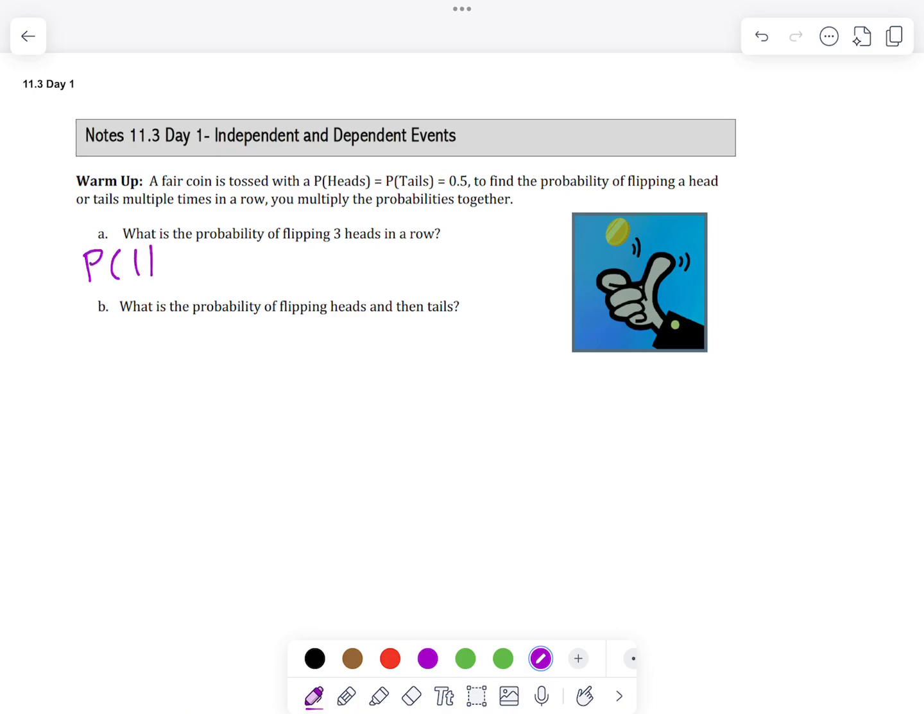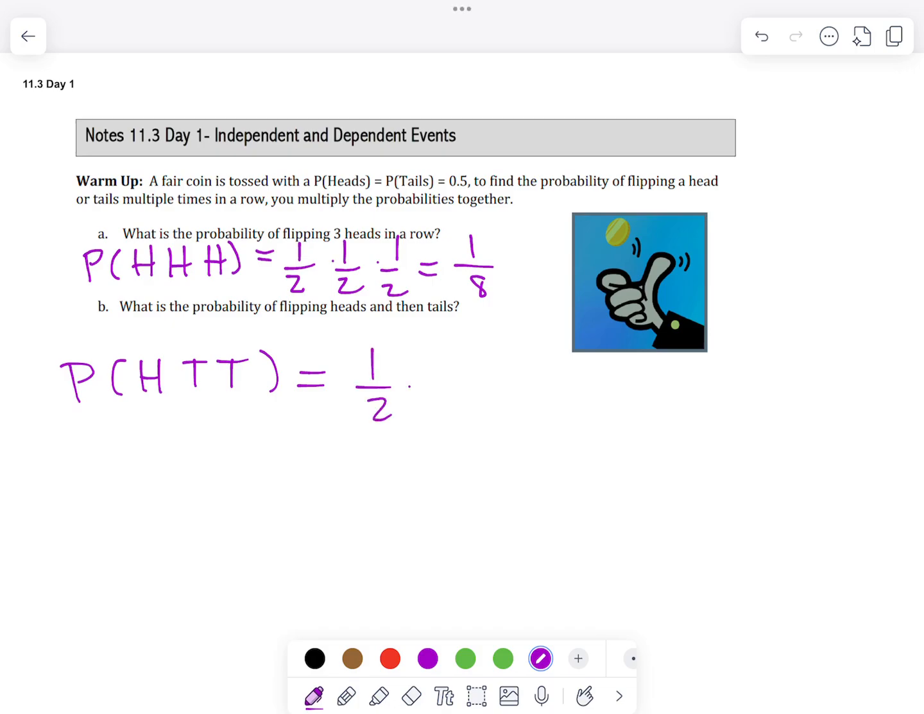So probability of heads, heads, heads. So you multiply 1/2 times 1/2 times 1/2, which is 1/8. Part B, what is the probability of a heads and then 2 tails? So probability of heads, tails, tails. So you have 1/2. Oops, it says, and then tails, so we have 1 less here. So 1/2 times 1/2 is 1/4.